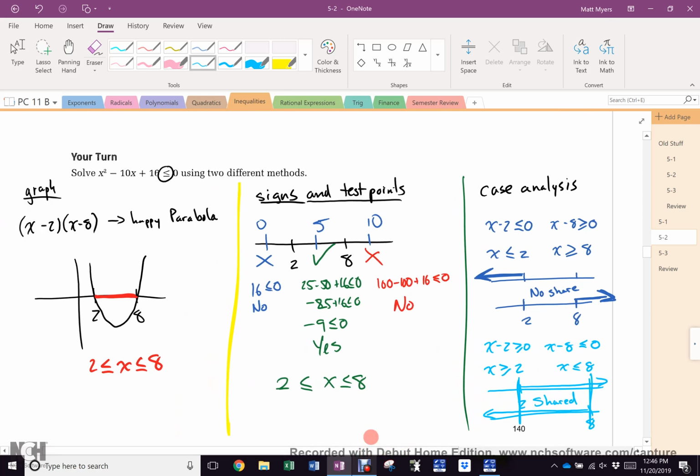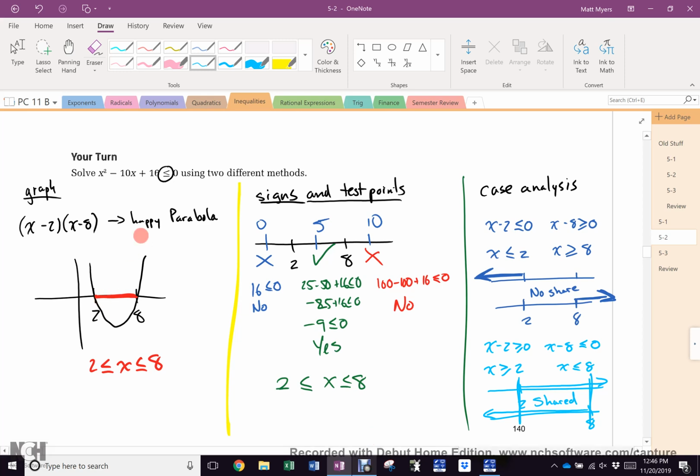Now, if you're like me, when I was 16, I didn't really get the third method. The case analysis was tough for my brain to process. Are you like me? Is the third one what's messing you up? Okay, so here's all three.